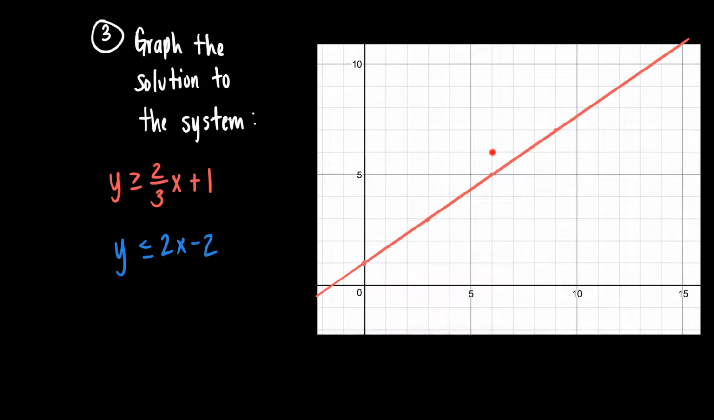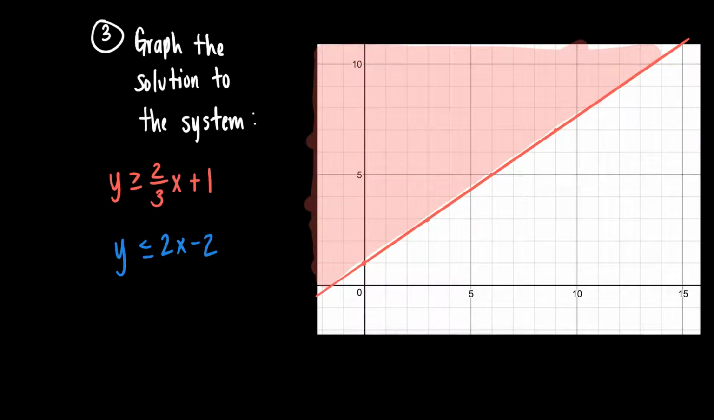What if the x value is still 6 but the y value is now 6? If you plug in 6 here, is 6 greater than or equal to 2/3 of 6 plus 1? Well, 2/3 of 6 plus 1 is 5. So yes, 6 happens to be greater than 5. So what we do to show that is we just shade everything above this line here, okay? So if it's greater than or equal to, we're generally shading above the line. If it's less than or equal to, we'll shade below the line.